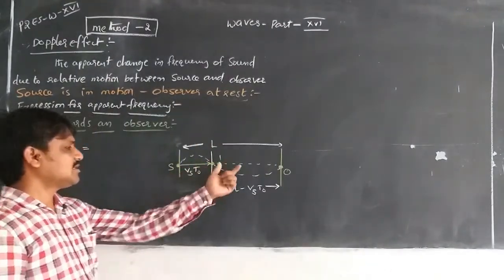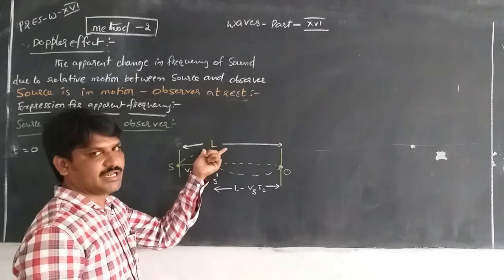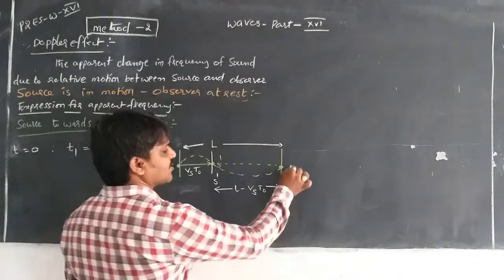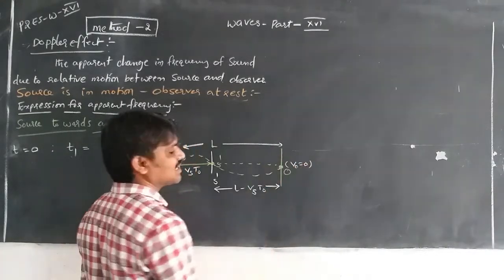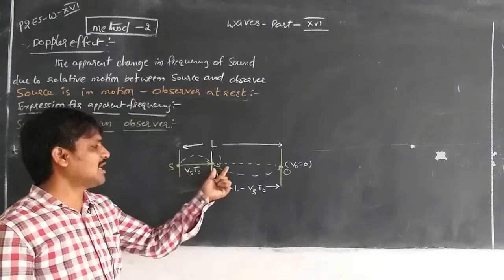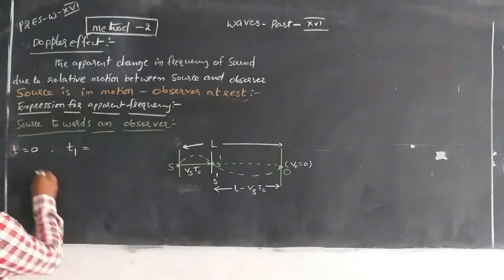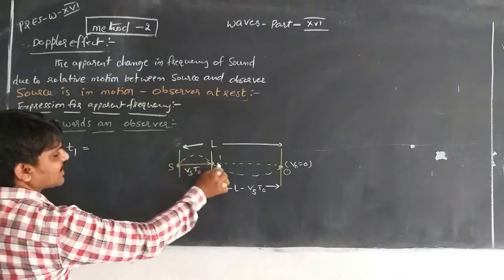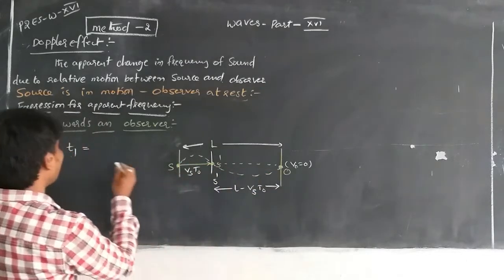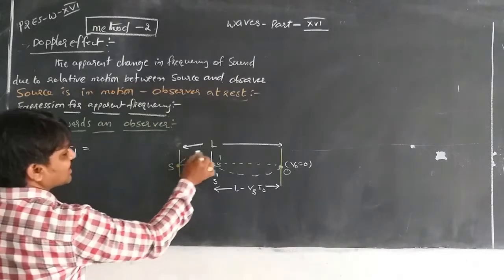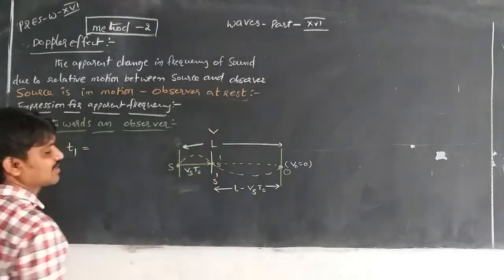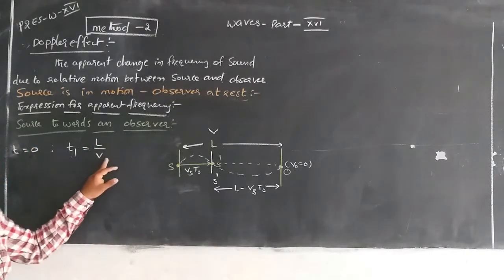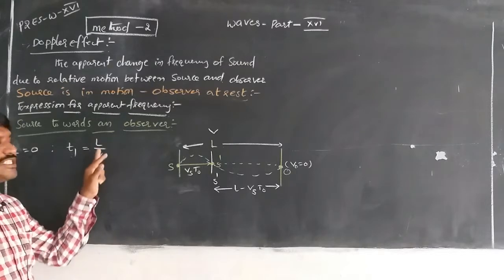Here the source S and the observer O are separated by a distance L. The observer is at rest, V naught is equal to 0, where V naught means the observer's velocity. When the time t is equal to 0, the source releases one wave, and the time taken to be received by the observer, t1, is the total distance divided by the speed of sound v. So that's L by v. This is the formula for time: T is equal to L by v, total distance by velocity.